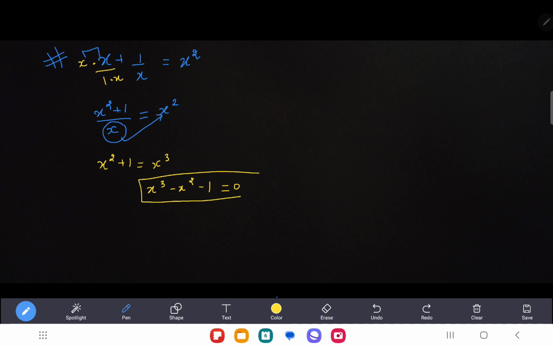So this shall be x cube minus x square minus 1 equals 0. Are you understanding my point? The highest power I can see here is the cube, and when the highest power is 3, definitely it is not a quadratic equation. Are you understanding my point?